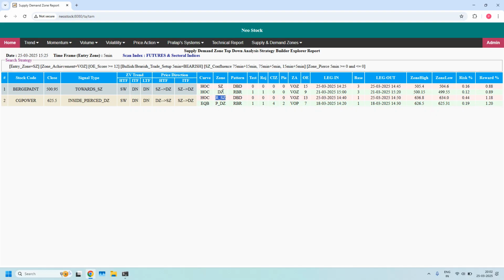So these supply zones are overlapped with the 15 minute supply zone, and both together again overlapped with the 75 minute supply zone. But the 75 minutes trend is sideways. So EMA confluence does not give any advantage. Okay. This is about hourly income trade, bearish trade setups. So we have completed all the income trade reports.